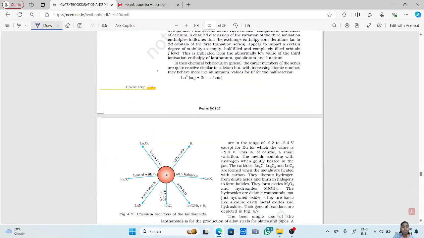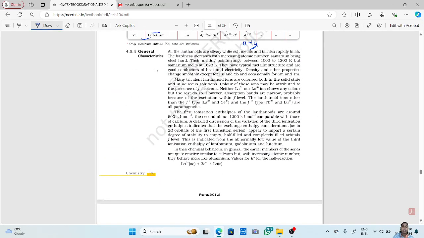Now, general characteristics of the lanthanide series. All the lanthanides are silvery white soft metals and tarnish rapidly in air. They are soft metals with a silvery white color, and they can tarnish rapidly in air. They can get a stain on them in the air.